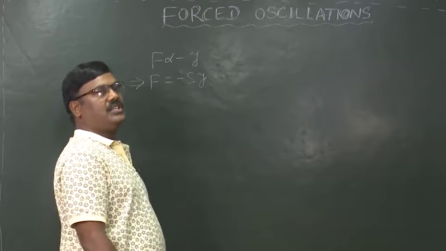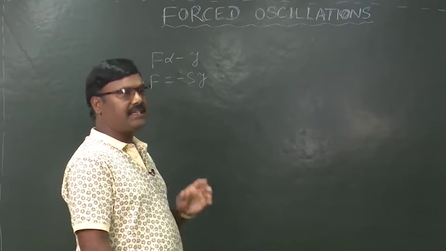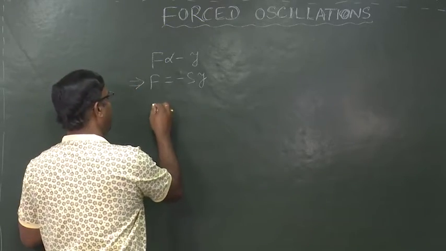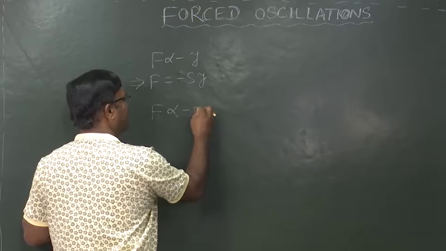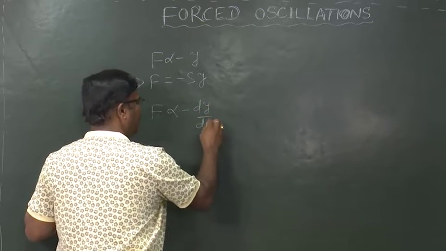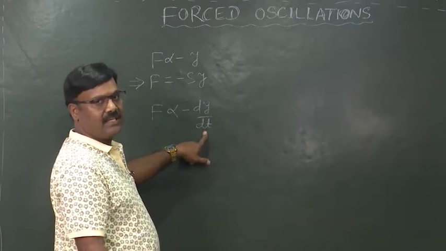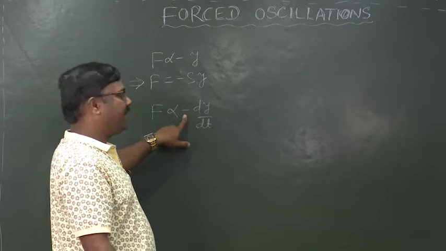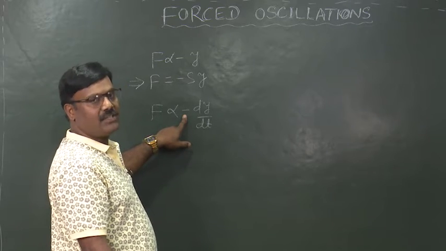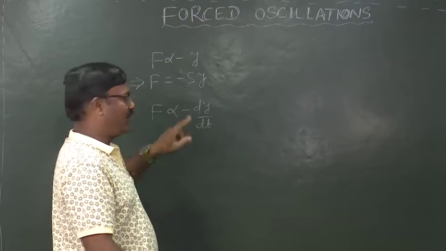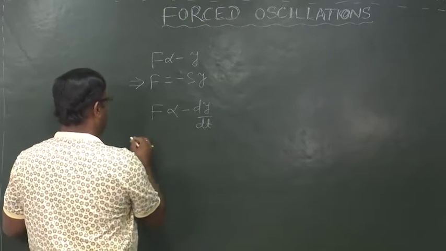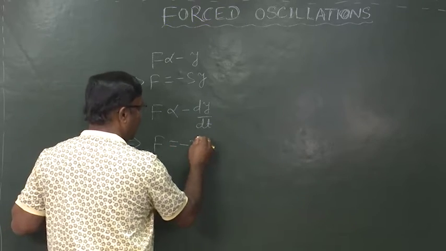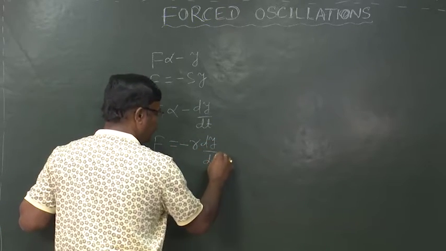Another resistive force is also there which varies directly with the velocity of the body, that means F proportional to minus dy by dt, where dy by dt represents the time derivative of displacement, which is nothing but your velocity, and the negative sign indicates that the force is opposing in nature. Now, if we equalize this, then we can write F is equal to minus R dy by dt.